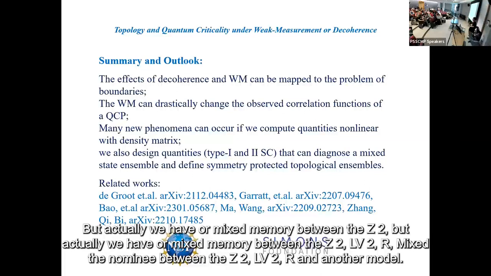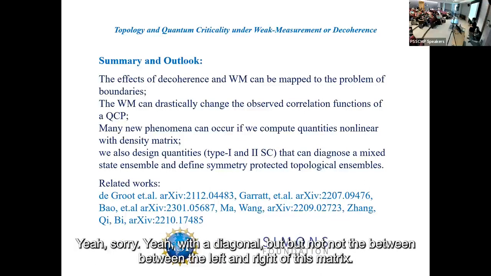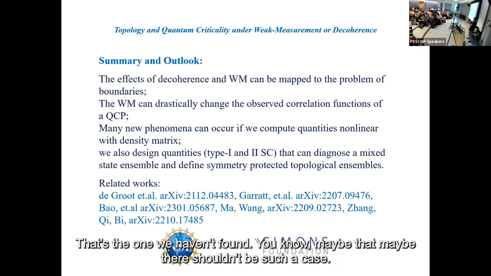Yeah, the example you gave, right? Z2 with the diagonal. Yeah, with the diagonal one. But not the Z2 between the left and right of the density matrix. That's the one we haven't found. Maybe there shouldn't be such a case, but I'm not sure yet.